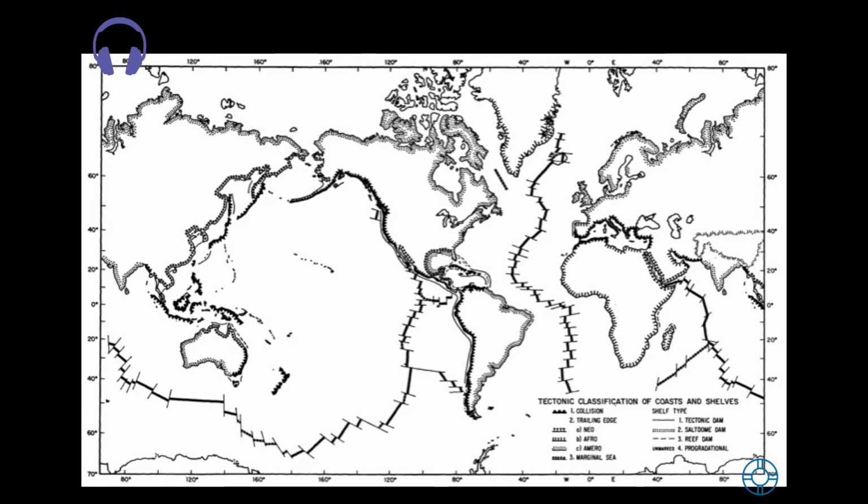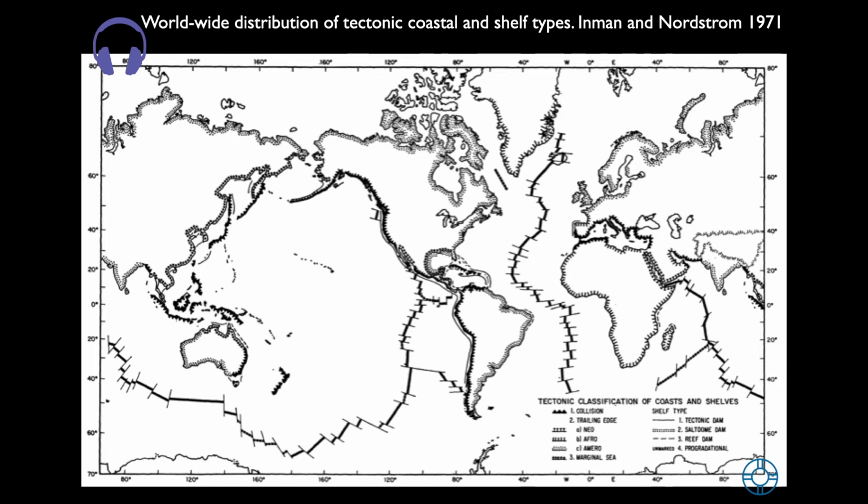This map, presented by Professor Inman and Professor Nordstrom in 1971, shows us the worldwide distribution of tectonic coastal and shelf types, like we explained in the previous frame. In this map, we can highlight some of the collision coasts as in the Western North and South America. Some of the Amero trailing edge coasts as in the eastern South America, like the Brazilian coast. And finally, we can highlight also some of the marginal sea coasts, like the Chinese one.